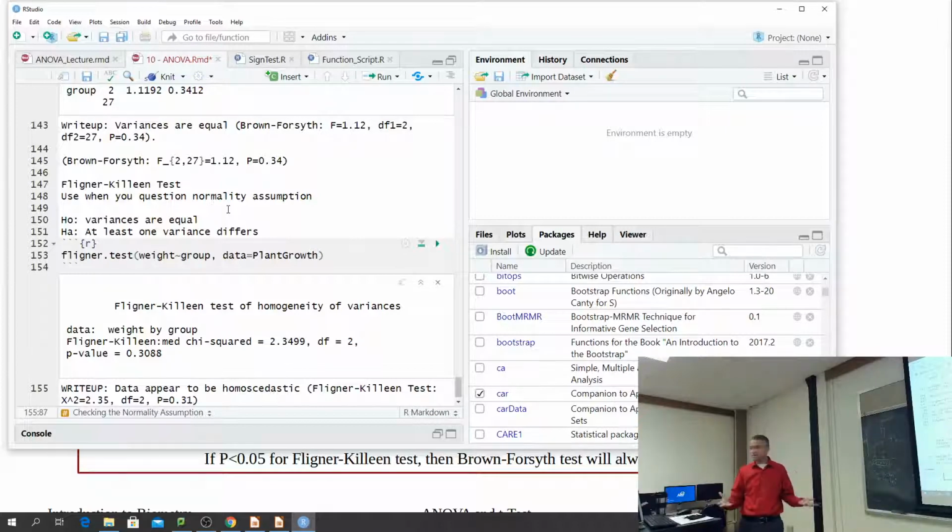So if everything looks good, that it's normally distributed, run Brown-Forsythe. It has more power to detect unequal variances. If you have any suspicion that the data might be non-normal, I probably run Fligner-Killeen.